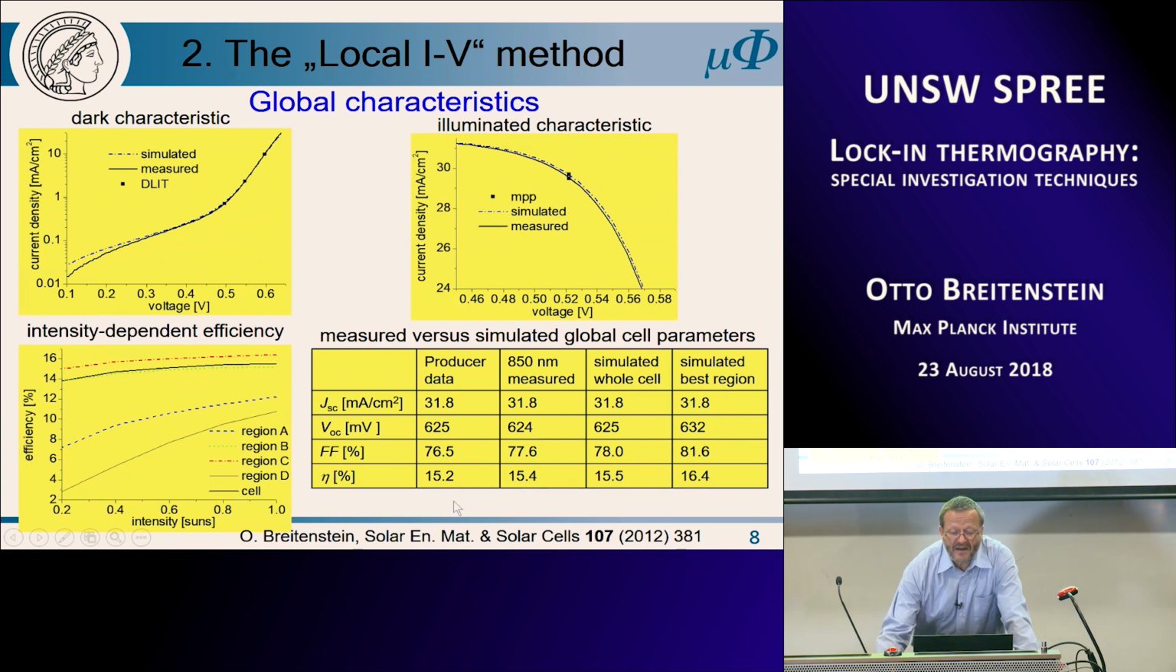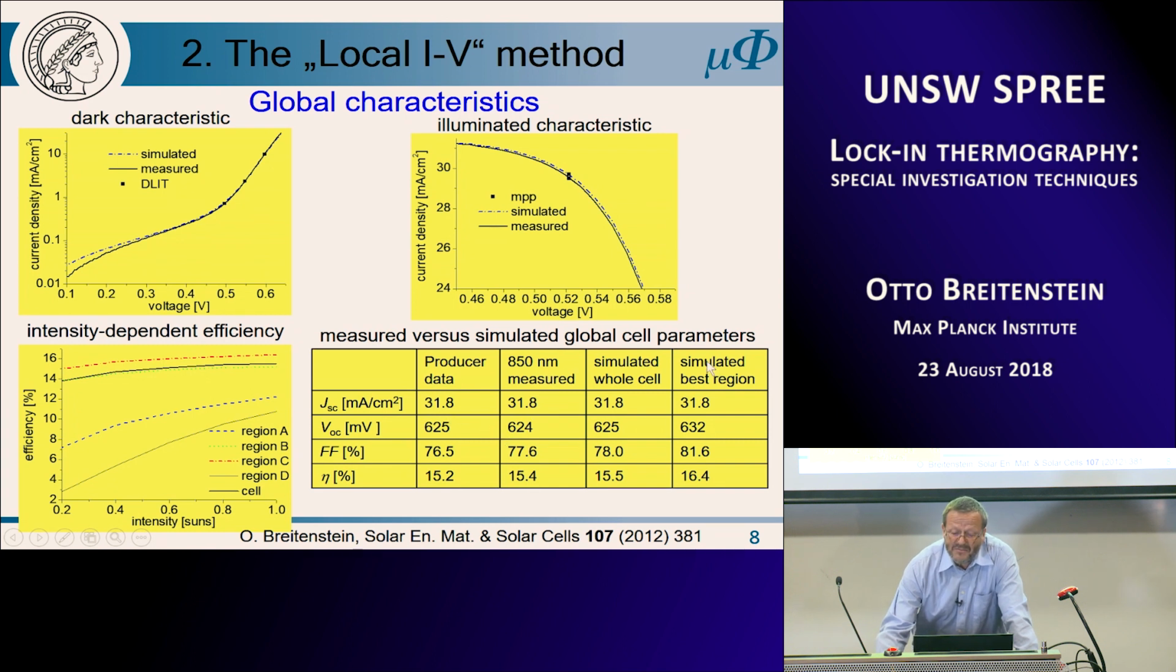And here are measured versus simulated data, and you see the agreement is quite good. In particular, we look at the agreement between simulation and measured data, and we also have measured the illuminated characteristic of the cell using 850 nanometer illumination, and this agrees quite well.